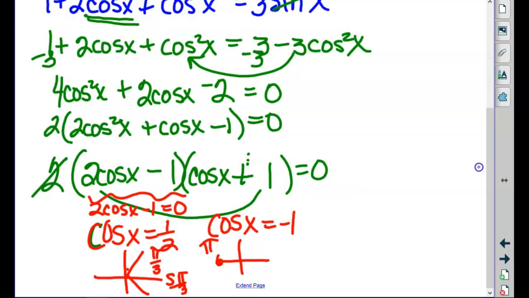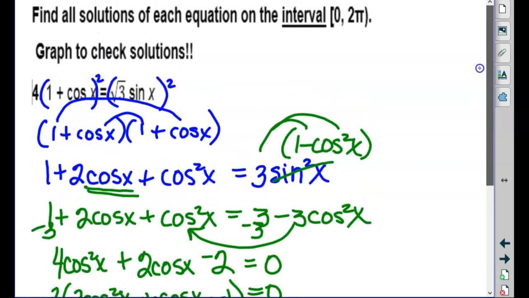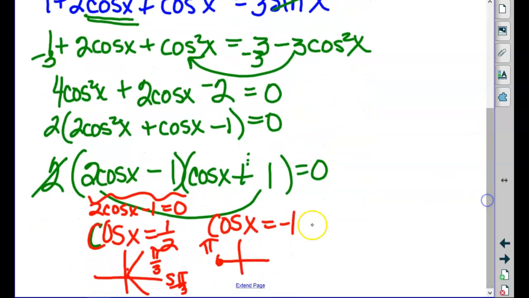All right, was this 3 solutions only? Yes, only between 0 and 2 pi. I think this one might have an extraneous solution.